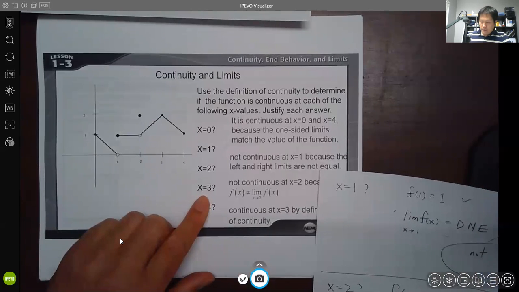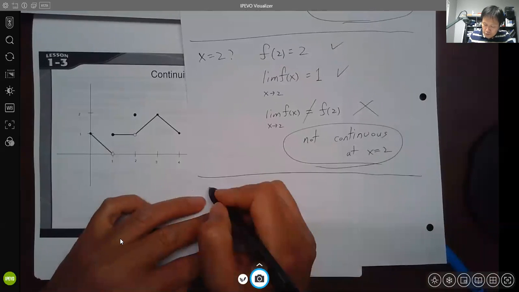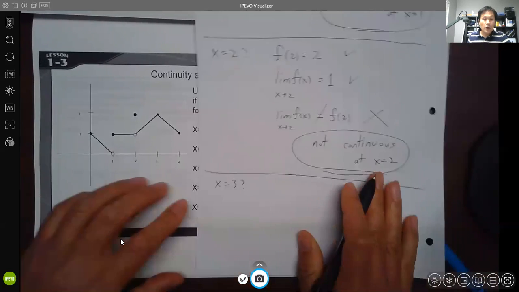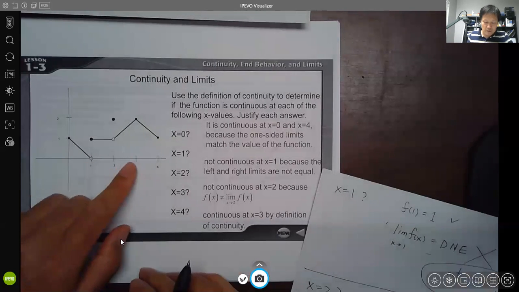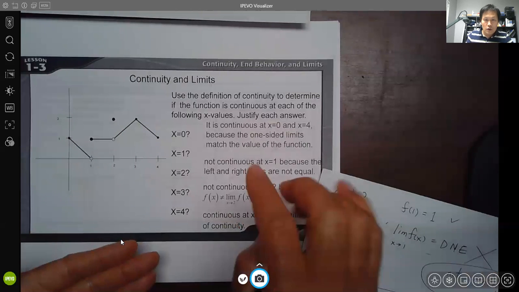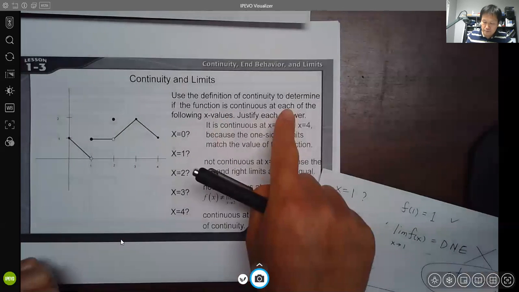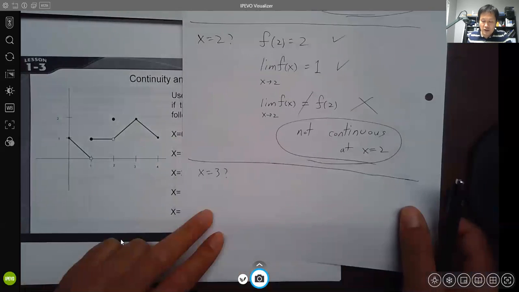X equal to 3. Again, just saying by looking at the graph is fairly simple. It's all continuous here, so you say, yeah, it's continuous. But checking by the definition of continuity, you have to check these three conditions.